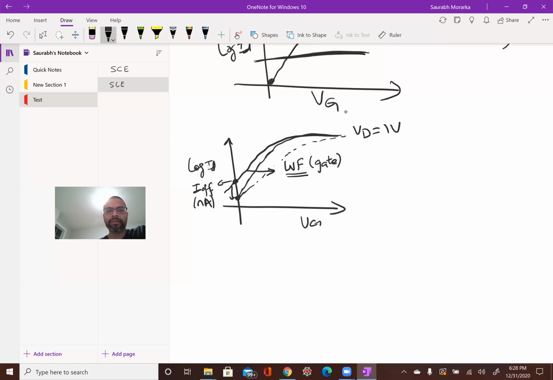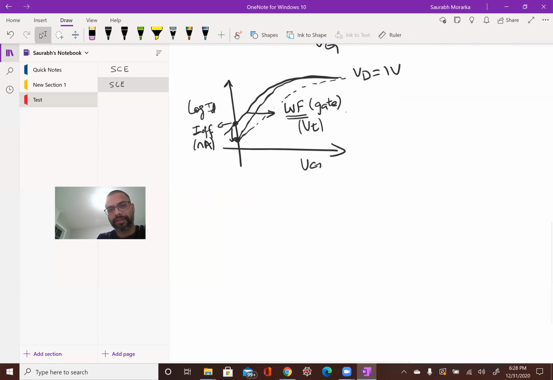Then the question is, what did we lose, right? And to be able to understand what we lost by going to a bad short channel effect device and pushing the gate work function or the threshold voltage to be high, we can see that in a linear scale. So let's draw the linear scale for this graph and how that would look like.